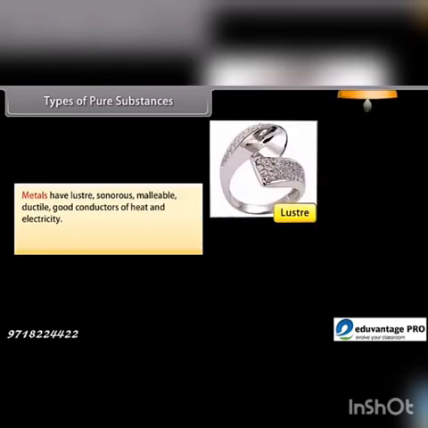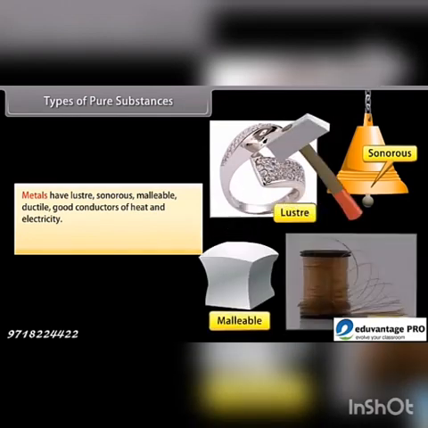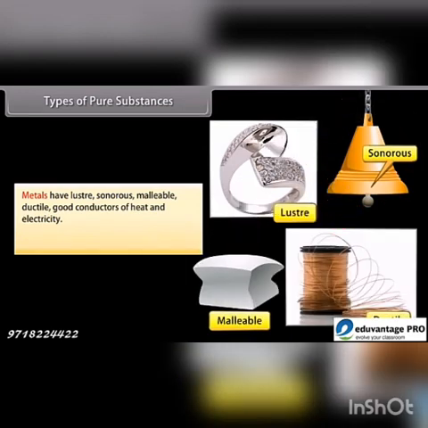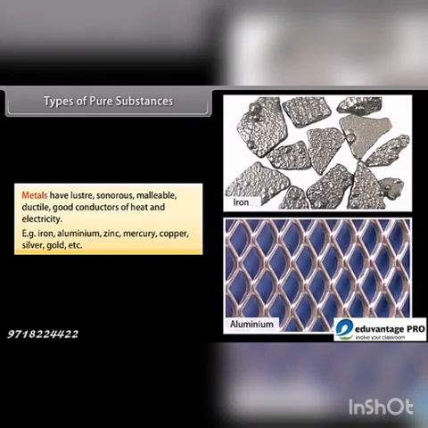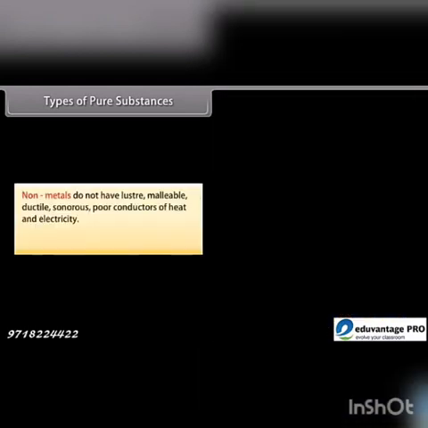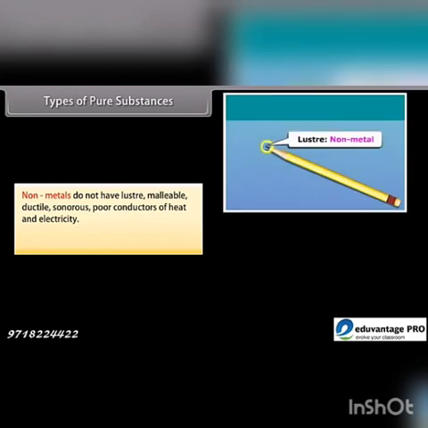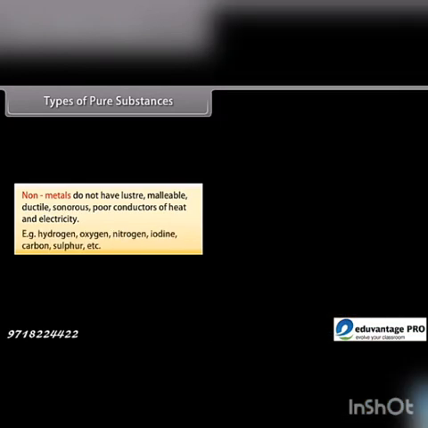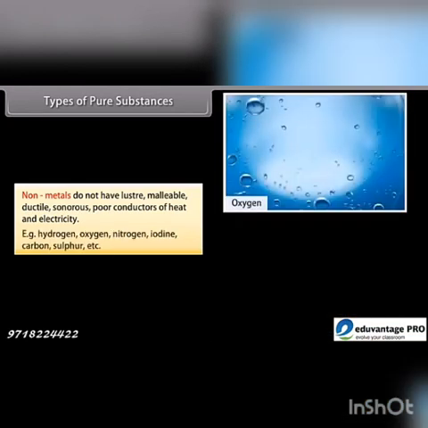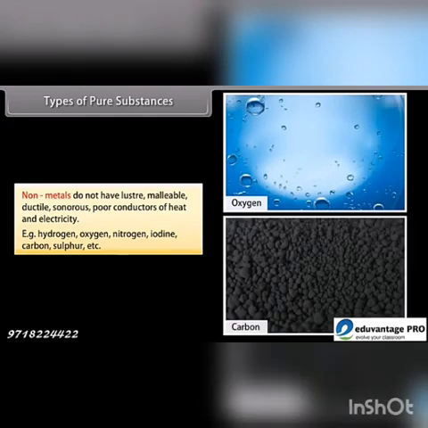Metals have luster, sonorous, malleable, ductile, good conductors of heat and electricity. Example, iron, aluminium, zinc, mercury, copper, silver, gold, etc. Non-metals do not have luster, malleability, ductile, sonorous, poor conductors of heat and electricity. For example, hydrogen, oxygen, nitrogen, iodine, carbon, sulfur, etc.